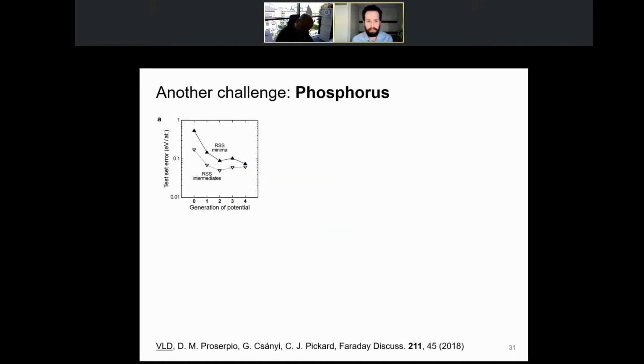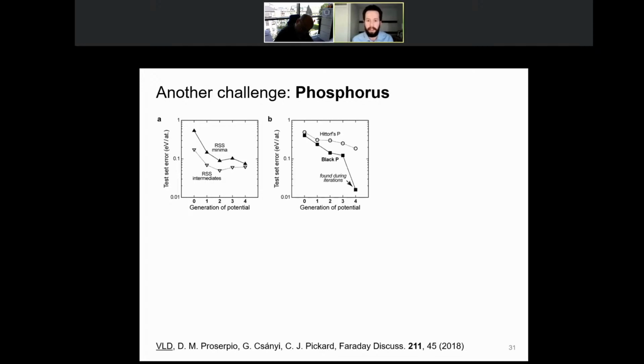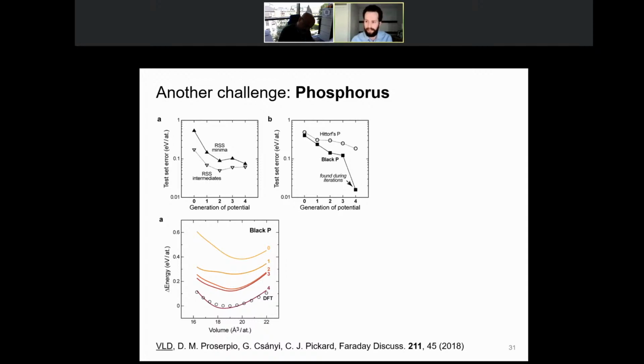Another example, from a Faraday Discussions paper, is elemental phosphorus, again searching over a couple of iterations and adding structures to the database. This is quite an interesting example, because here we're finding orthorhombic black phosphorus after a couple of iterations, and you see how the prediction error massively drops after the potential has discovered this structure and has added it to the reference database. You also see that you do need to have put it in the database at least once if you want to get reliable energy volume curves.